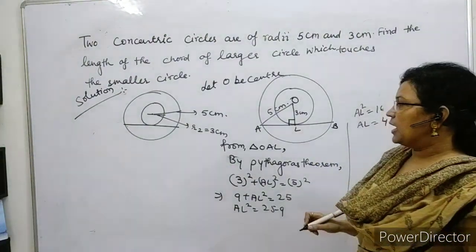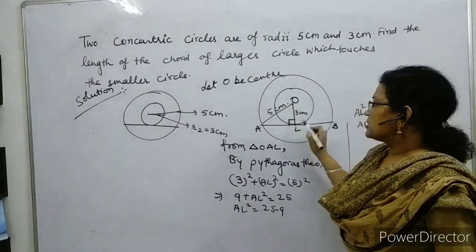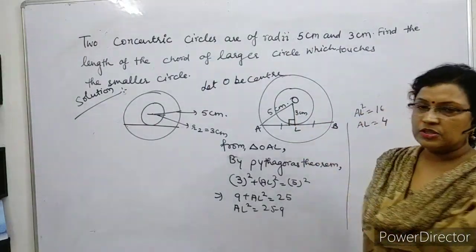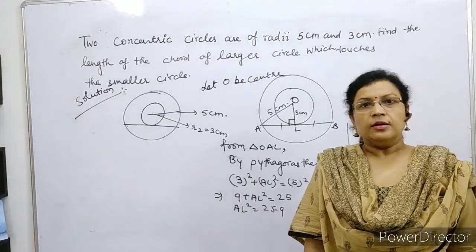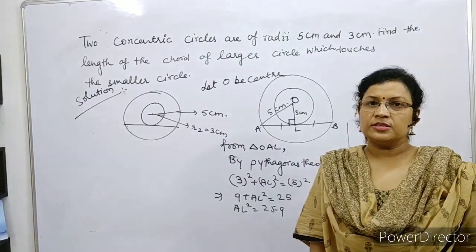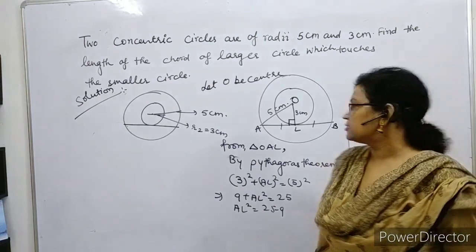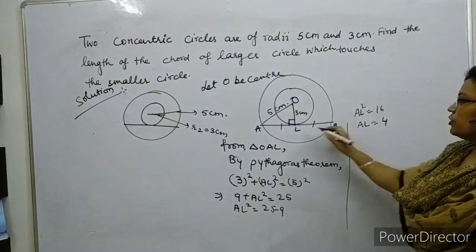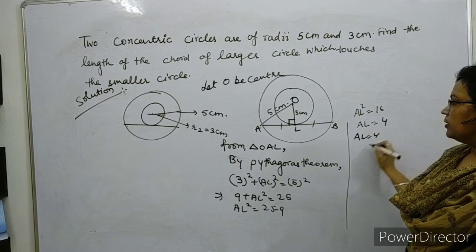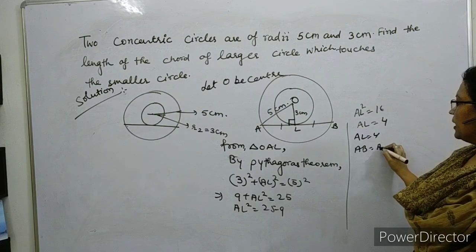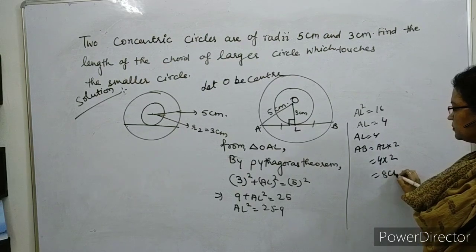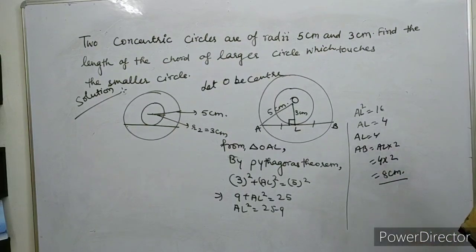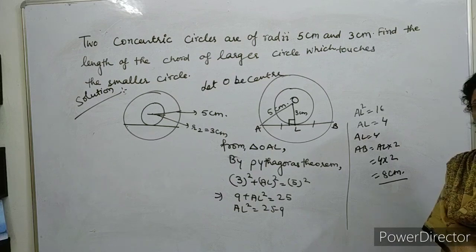Also we know that the radius bisects the chord. If the radius is perpendicular to the chord, it will bisect the chord. This is from your previous classes, we have learned this concept. So if AL is equal to 4, then AB is equal to AL into 2, 4 into 2, 8 centimeter. So have you seen?